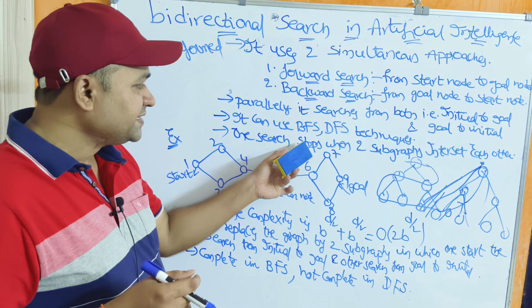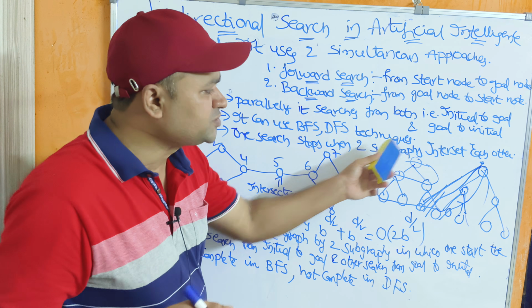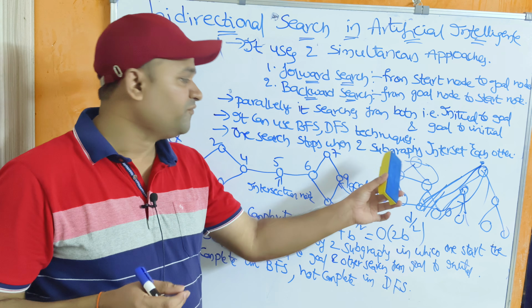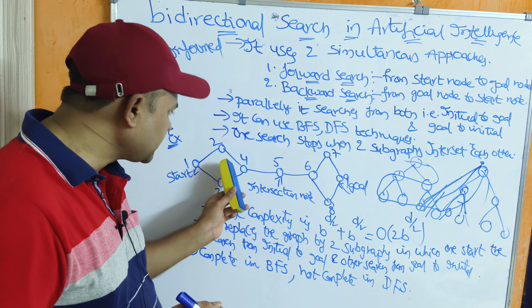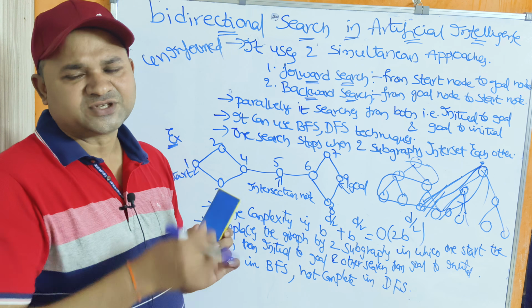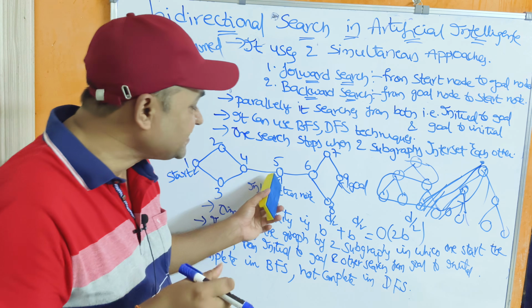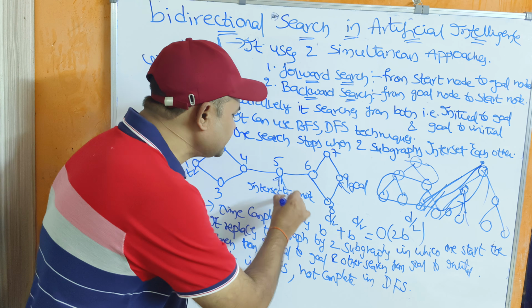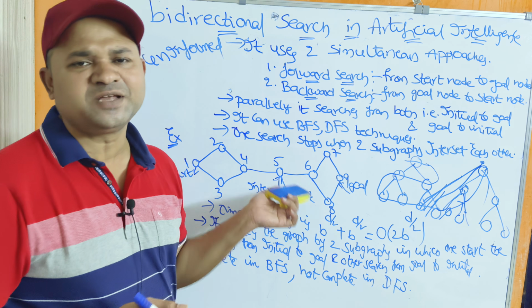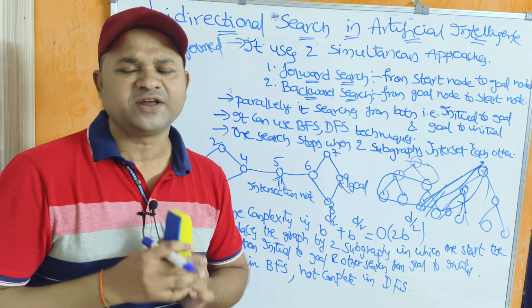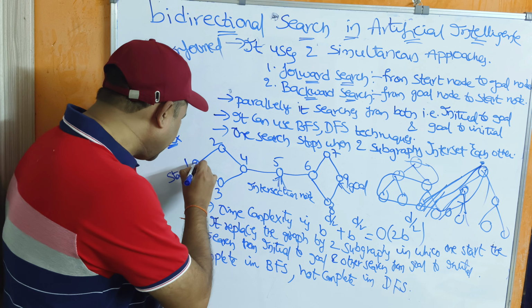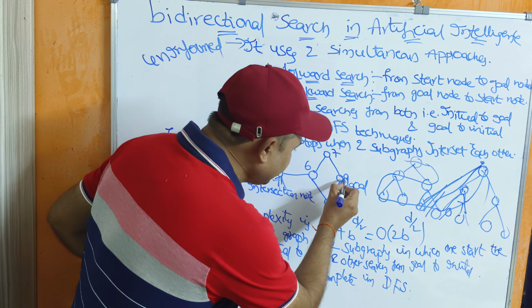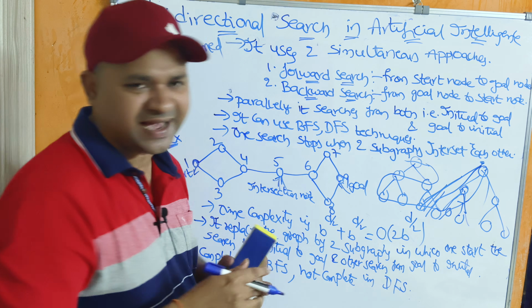Let's see this point. The search stops when two subgraphs intersect each other. This is one subgraph, this is another subgraph. So whenever the two subgraphs intersect with each other, the search process will stop. This fifth node is nothing but the intersection node. Let us assume that here we are using the BFS algorithm for implementation. Okay. So let one search process start from node 1, and another search process start from node 9. Okay.